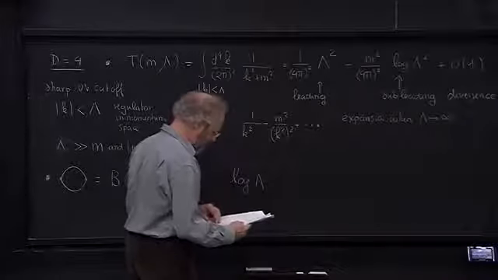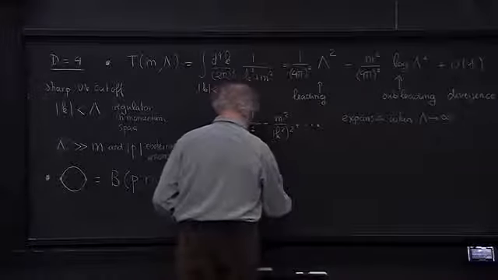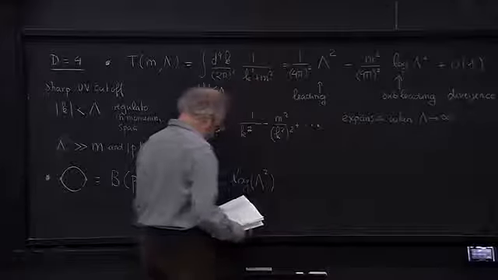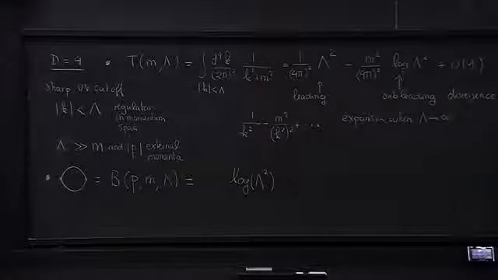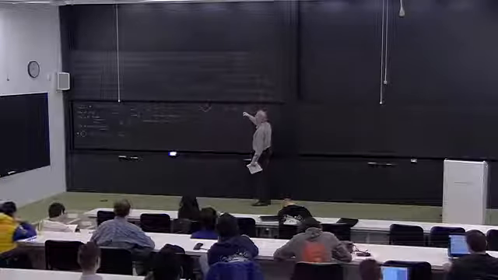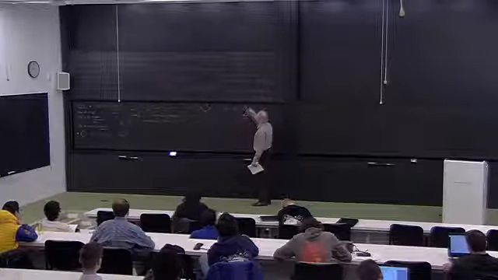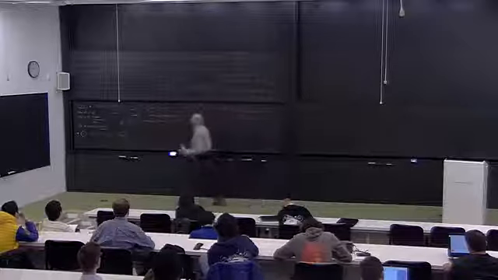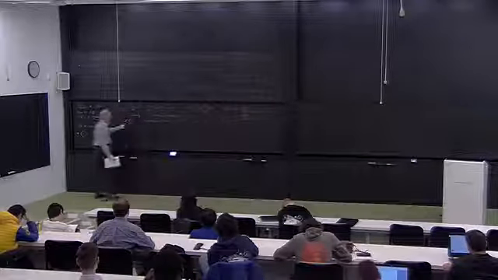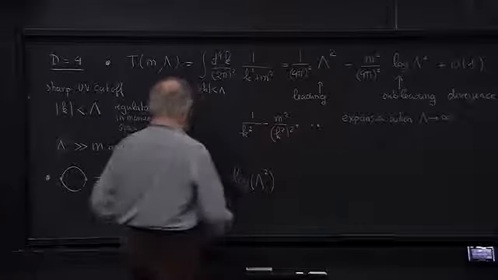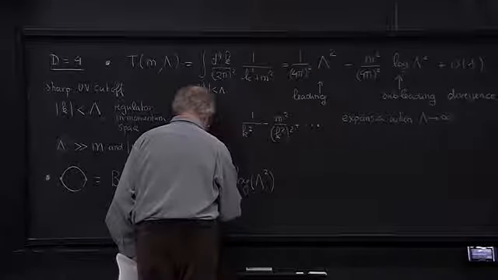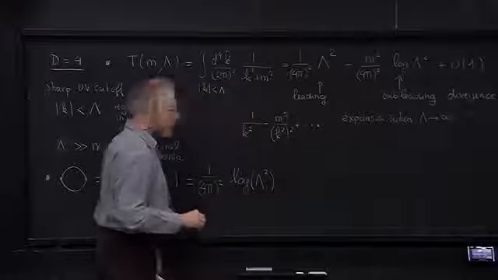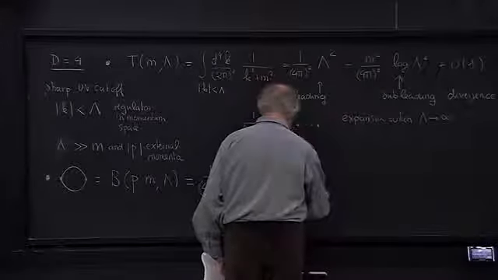Okay? In fact, a log of lambda. I'm going to write a log of lambda squared. Okay? And you can guess what it is because it's d4k over 2 pi to the power 4, 1 over k squared squared. So it's the same divergence as the divergence of this term. So the coefficient, once you do the calculation, is again 1 over 4 pi squared in 4 dimensions.